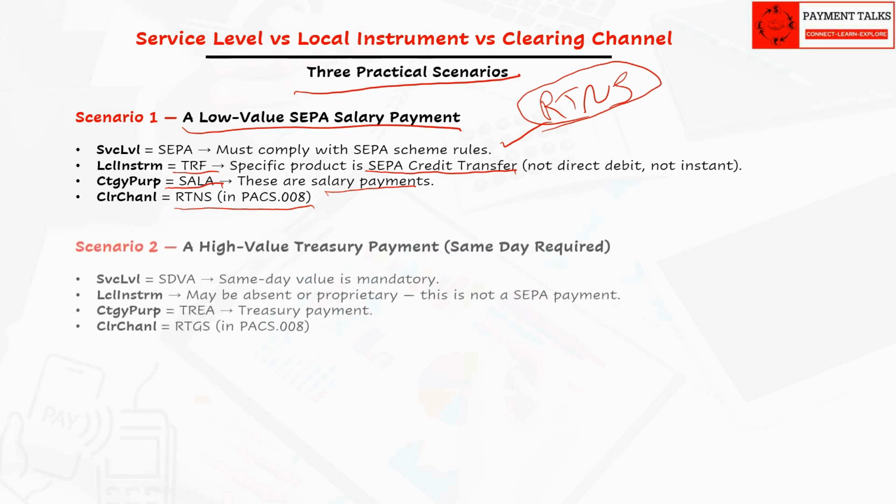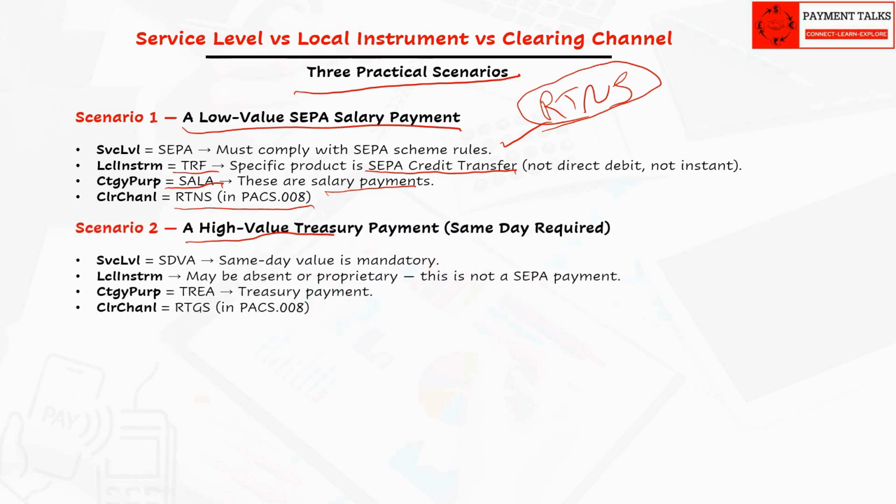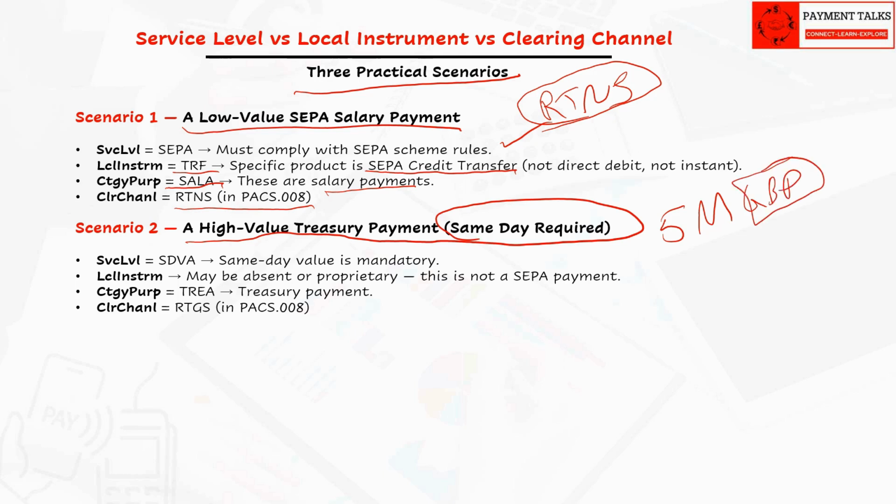Second scenario is a high value treasury payment, same day required. A UK corporate treasury sends £5 million to a counterparty bank as part of same day FX settlement. Service level is equal to SDVA. Same day value is mandatory. Local instrument may be absent or proprietary. This is not a SEPA payment. Category purpose equals TREA, treasury payment.